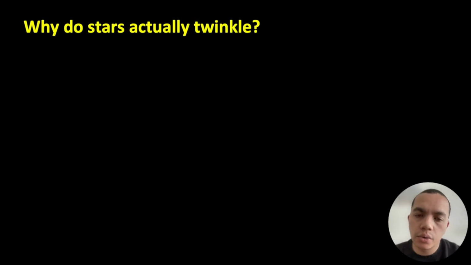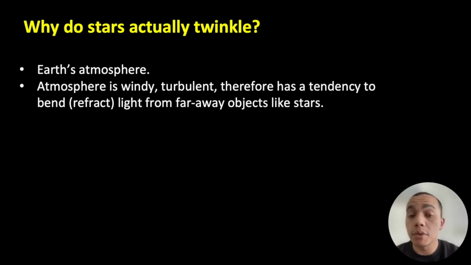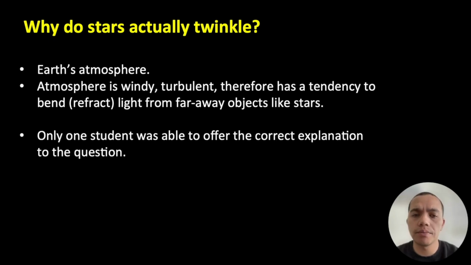Well, it's due to Earth's atmosphere. Earth's atmosphere is windy, it's turbulent, and so it has a tendency to refract light from faraway objects like stars. Sadly, only one student was able to offer the correct explanation to this question, but there's a bit more to it than this.